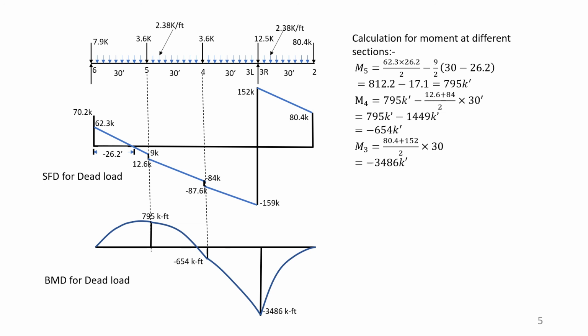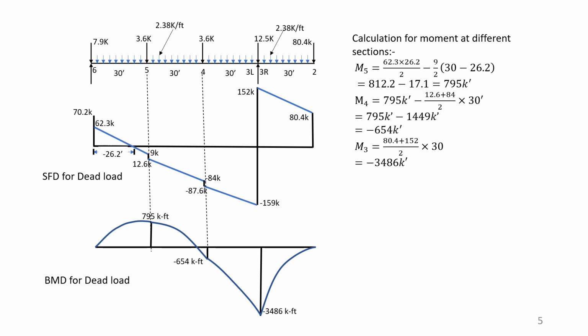The value is 654. And the value at the support is 3486 kip feet, and this is the diagram of the bending moment and shear force diagram.